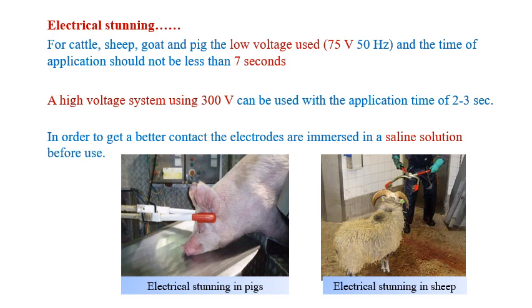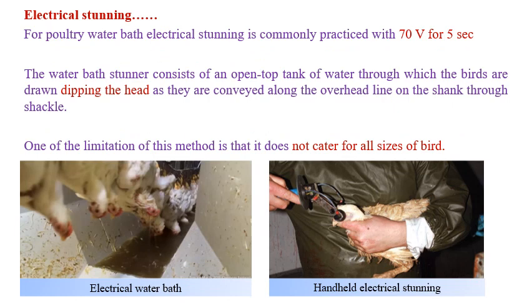In the bottom two pictures, it is showing the electrical stunning in pigs, and on the right side, stunning in sheep and goat. So this is the look of the L-thrust apparatus, looking like a pair of tongs, which I explained earlier. Electrical stunning in poultry.